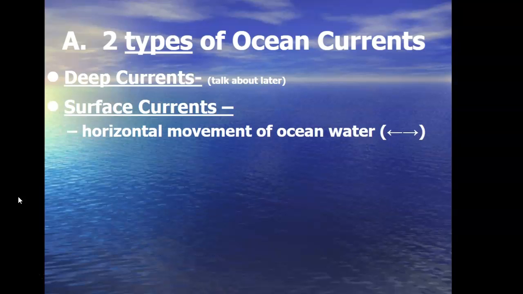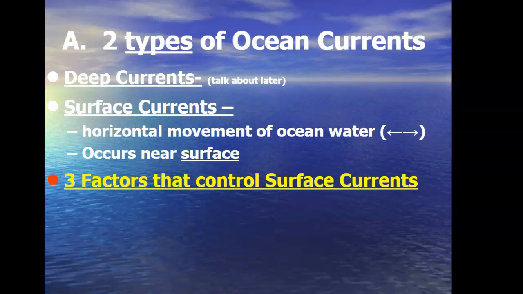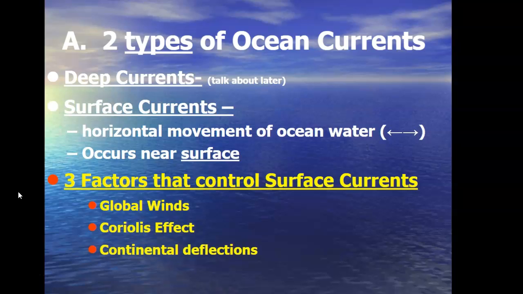So surface currents are the horizontal movement of ocean waters. Remember, horizontal is the back and forth motion in the ocean. These occur near the surface. There are 3 factors which control the movements of those surface currents. One of those is global winds. These are winds that blow all around the world in regular patterns. Another one is the coriolis effect, which we will discuss in a few minutes. And the last one is continental deflections. Remember, continental has to do with the continents themselves, and the term deflection means to change direction.